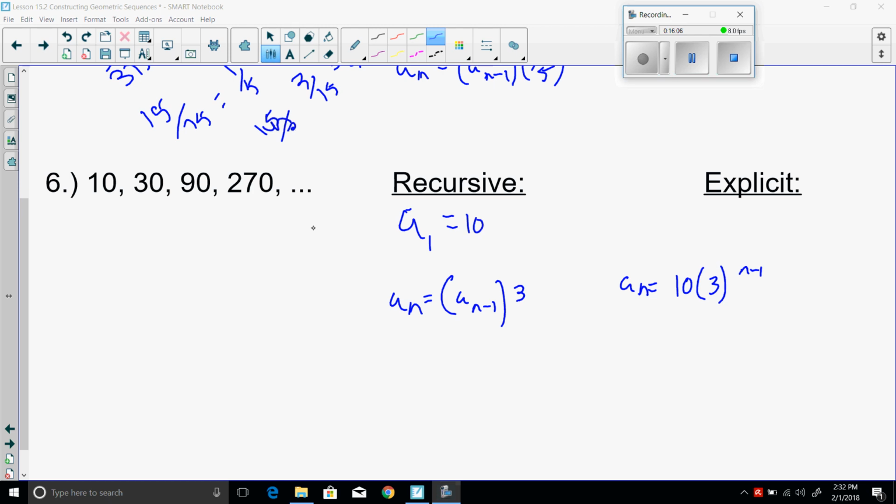What you should have gotten for your common ratio is r equal to 3 when you did your divisions. Obviously, 30 divided by 10 is 3, 9 divided by 30 is 3. Then your recursive rule should have started with a sub 1 equals 10, and a sub n is equal to a sub n minus 1 times 3. Then your explicit rule is a sub n equals 10, the first term, times your common ratio of 3 to the n minus 1. Hopefully you got that. If you need that re-explained, go ahead and back up the video.